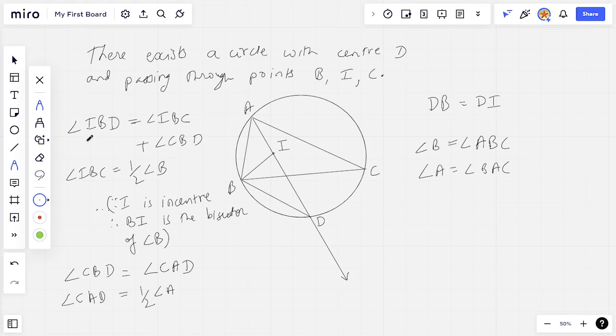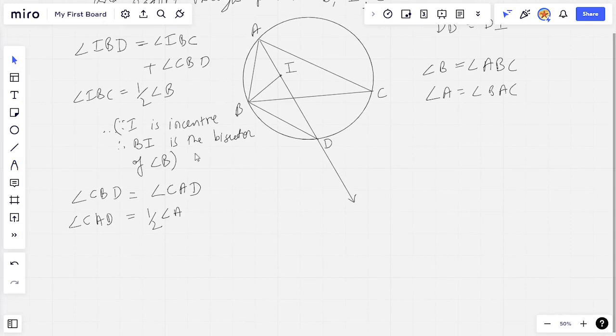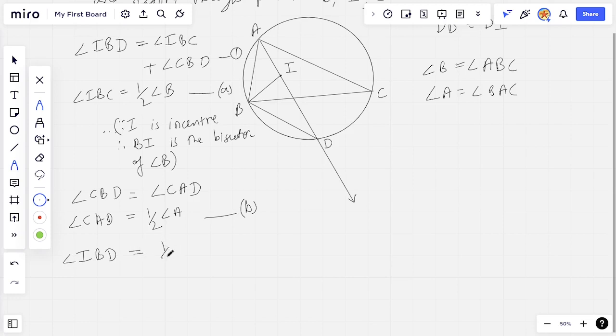So let me make some space here. Now, from equation A and equation B, we conclude that equation 1 over here can be written as angle IBD is equal to half angle B plus half angle A. Let me call this equation number 1.